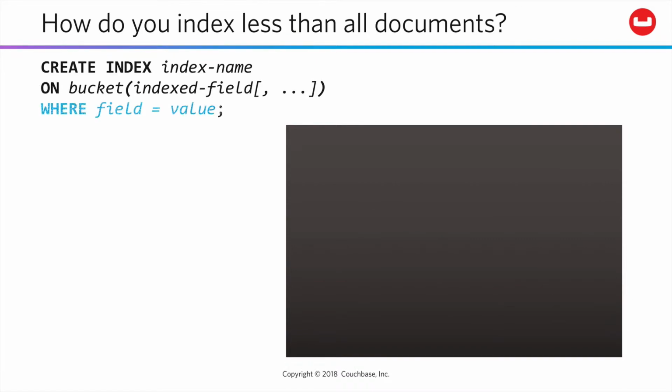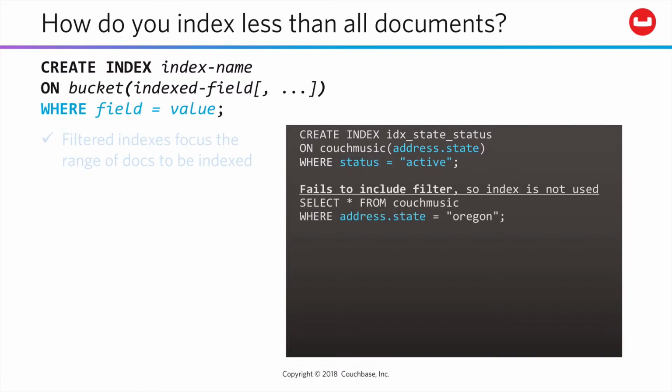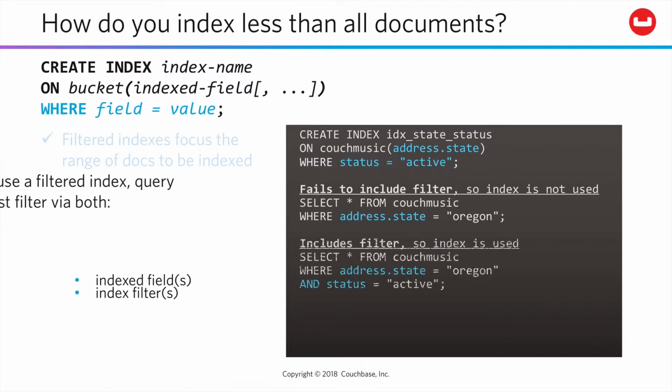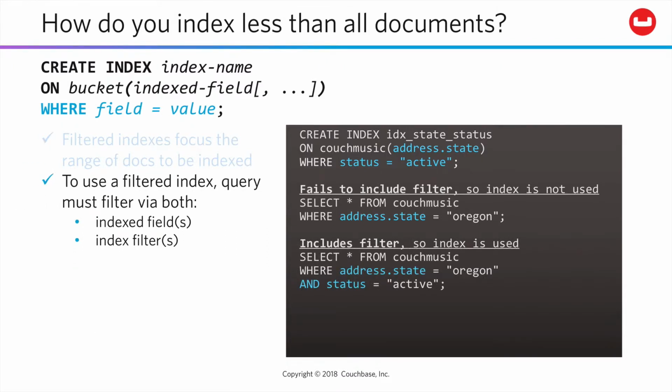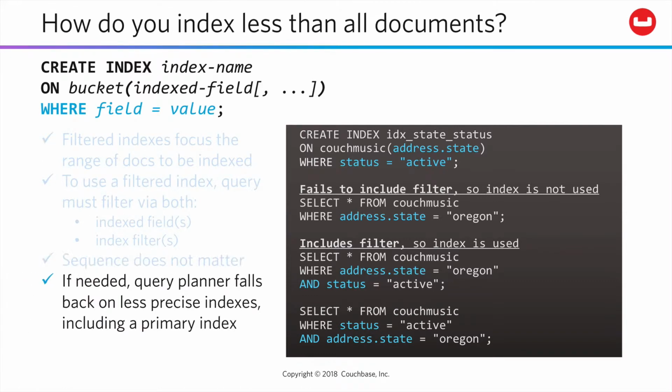Any number of filters can be added to an index to narrow the range of documents to be indexed. Naturally, these filters then become required for a query to use this index, because a filter narrows the range of documents indexed. However, the sequence of filters in the query does not matter, and when needed, the query planner will try to fall back on less precise indexes that apply, including a primary index, rather than allow a query to fail.